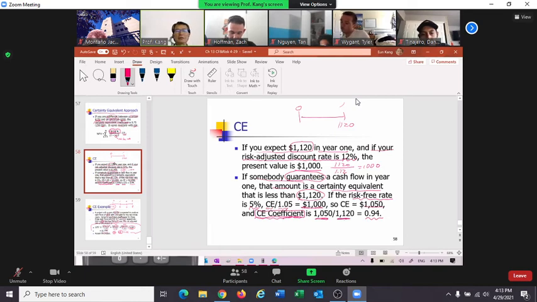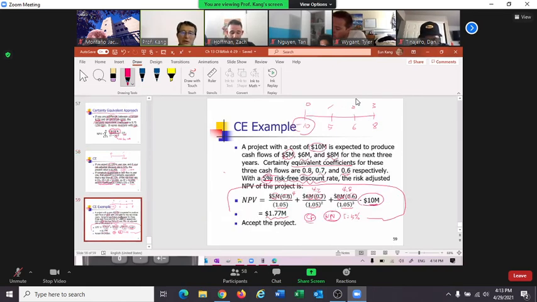So that is more understanding. But this one is easy. Once certainty equivalent coefficients are given, all you have to do is multiply them by the risky cash flows. But don't forget that here 5% is given, right? Don't use the risk-adjusted discount rate on certainty equivalent cash flows. Use the risk-free rate cash flow, then use the risk-free rate. Yep.